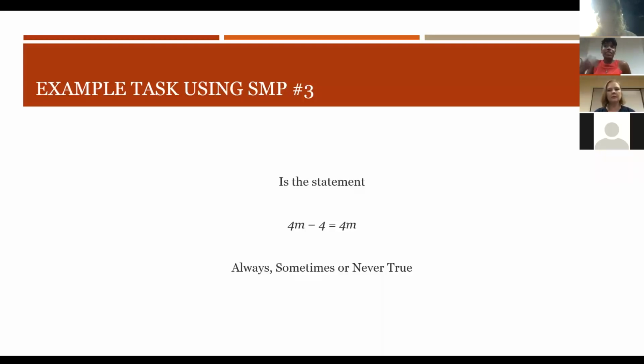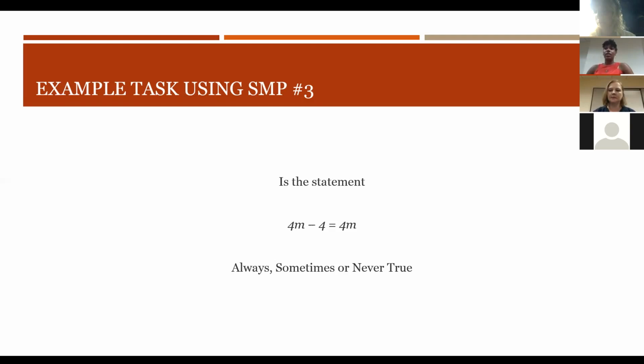And you could actually reason your way through this without even having to isolate the variable or combine like terms. You could literally think about this. Well, I have 4m on one side and 4m on the other side. Those two values are the same. But if I take away 4 on the left side, how are you saying that that's the same as the 4m on the right side? If you can prove it, finding a value for m that would make them the same, because that's what the equal sign means, then you have a chance to prove that it's sometimes true. However, in this instance, this is a never true statement.